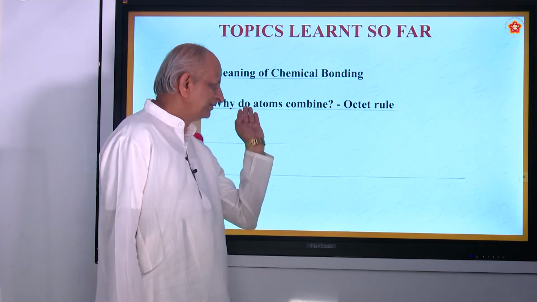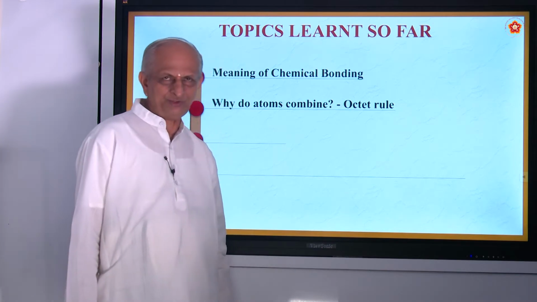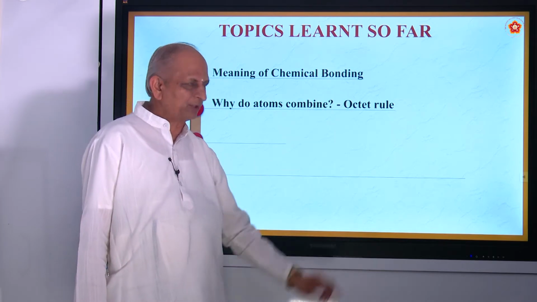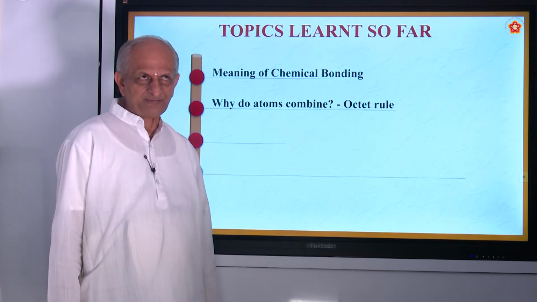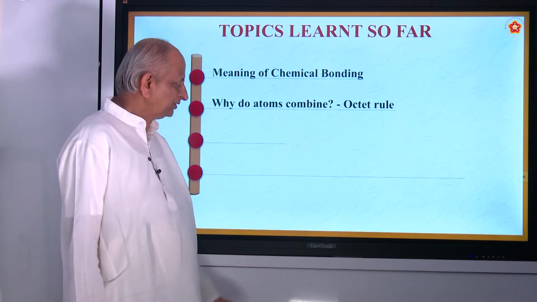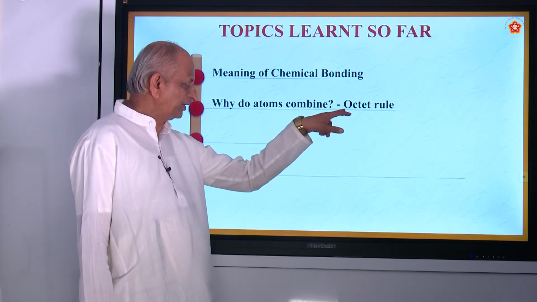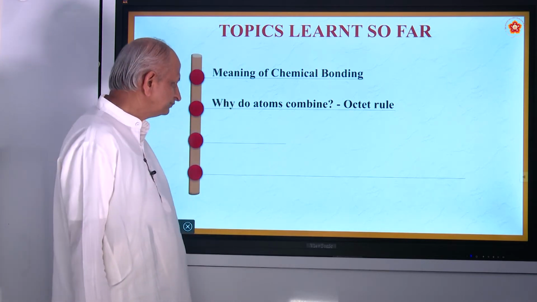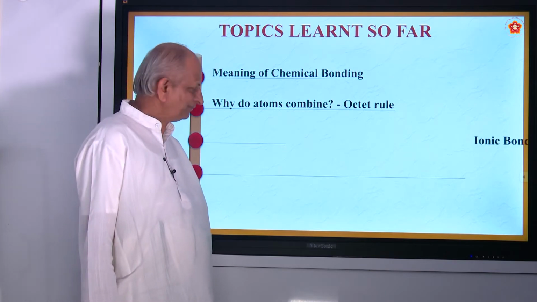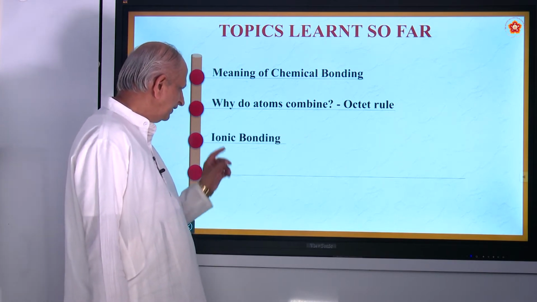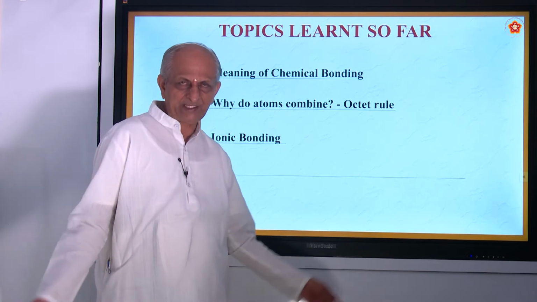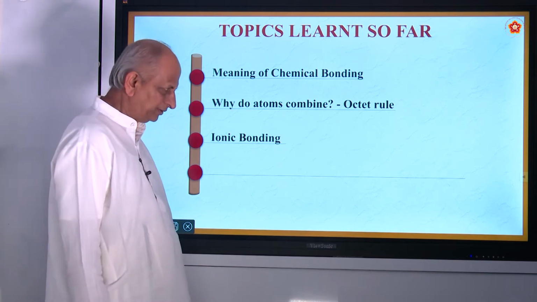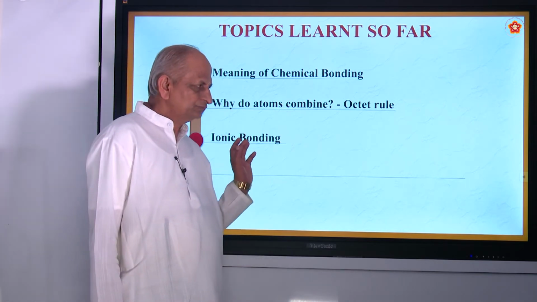So here, atoms by losing electrons or gaining electrons gain 8 electrons in the outermost orbit. In case of hydrogen, it becomes 2 electrons. So this formation of 8 electrons in the outermost orbit is called the octet rule. Oct means 8. Okay.